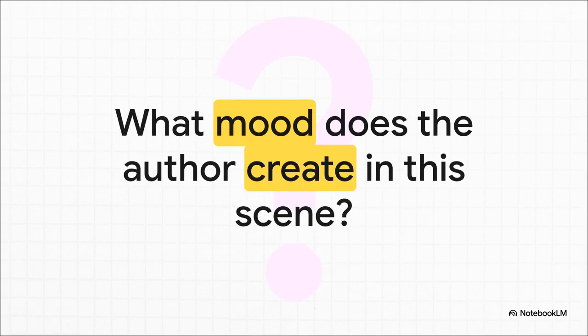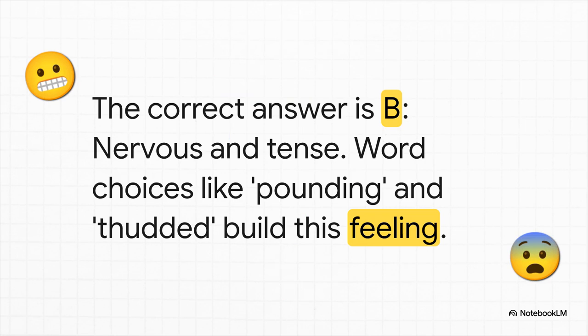So, with a pounding classroom and a thudding heart, the lesson asks students to put a label on it. What's the mood here? What feeling are all these tools building towards? And the answer, of course, is B, nervous and tense. It's a direct result of the words the author chose. But the analysis doesn't just stop with the general vibe. It actually goes a level deeper.